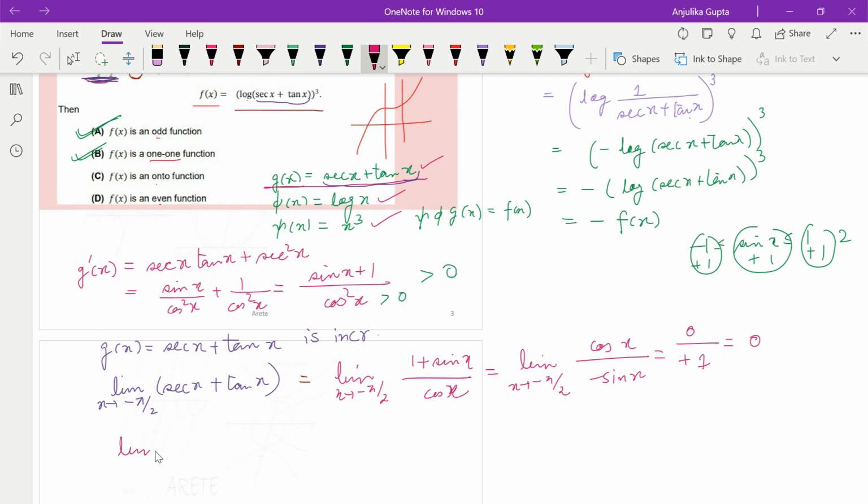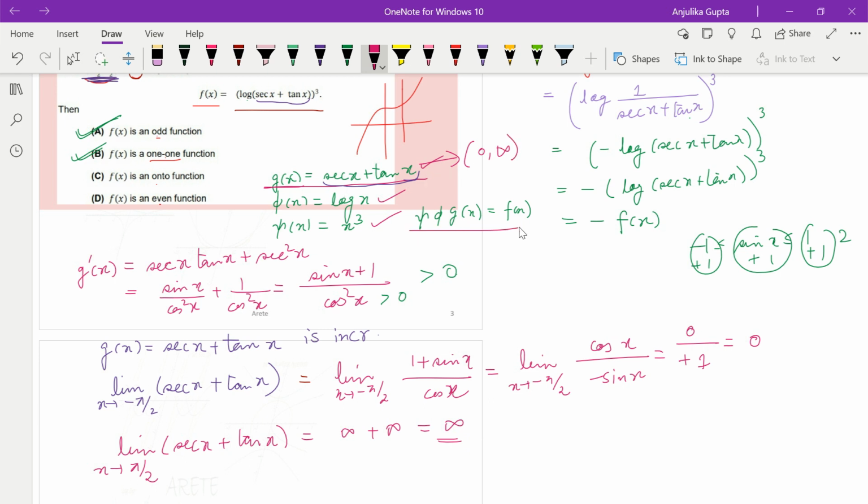Now let's look at what happens at the other end, at positive pi by 2. What is secant x plus tan x? I can just plug in, right? Yeah, here I can plug in because secant pi by 2 is positive infinity, so is tan pi by 2. So I get infinity plus infinity, which is always infinity. So what did you get? You got the range for this function as 0 comma infinity.